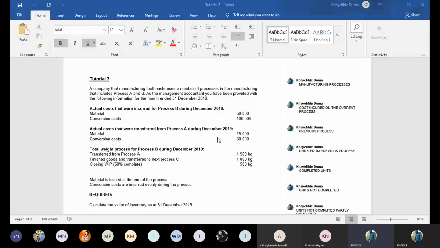So the actual costs incurred for process B during December 2019: material is 50,000. Conversion cost. Conversion cost, guys, is labor and manufacturing overheads.